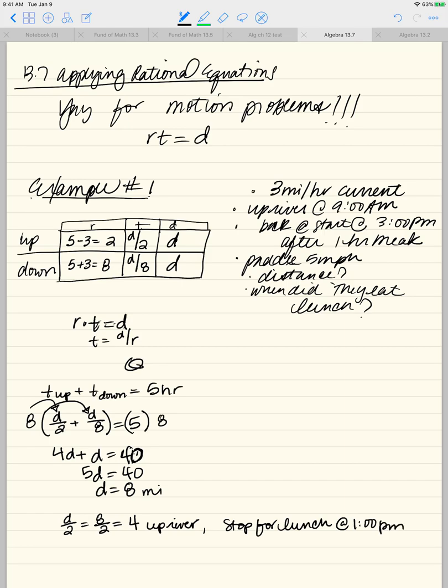Stopped for lunch at 1, okay? So they traveled 8 miles each way, and they stopped for lunch at 1 o'clock.